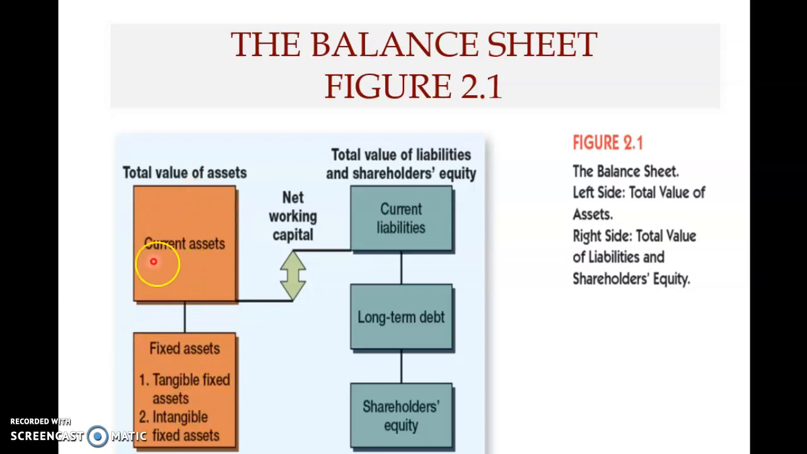The current assets are more liquid. The fixed assets are less liquid, or more illiquid. Therefore, fixed assets are made up of 2 types of assets. One is called tangible fixed assets, for example land and buildings, meaning you can feel them physically; there's a physical presence. And intangible assets are physically not present, for example goodwill, patent, copyright.